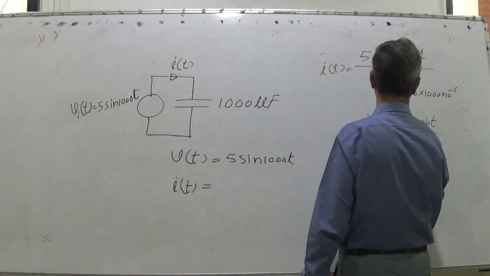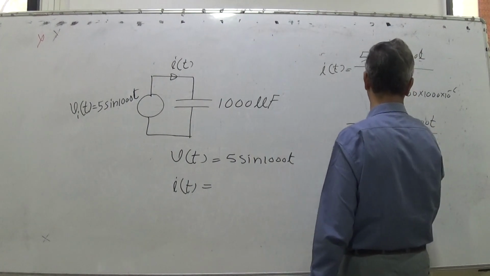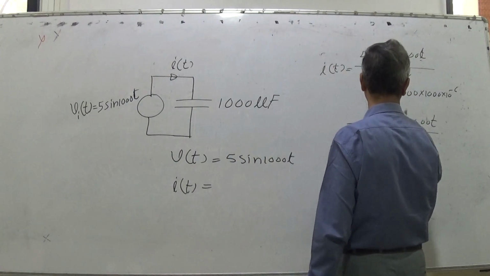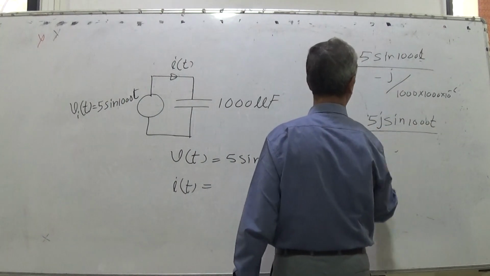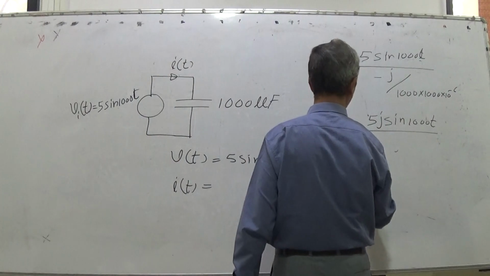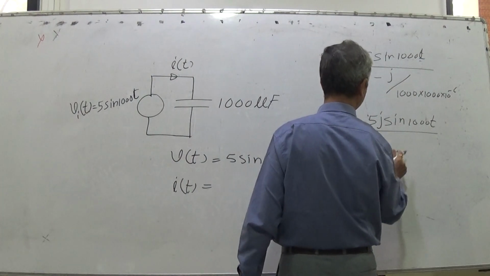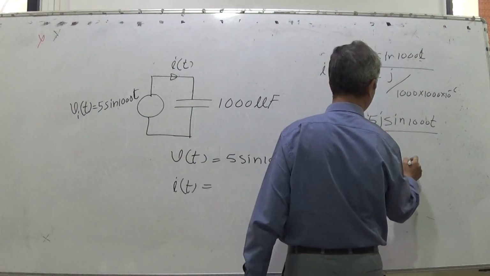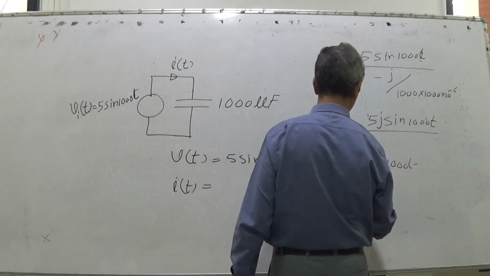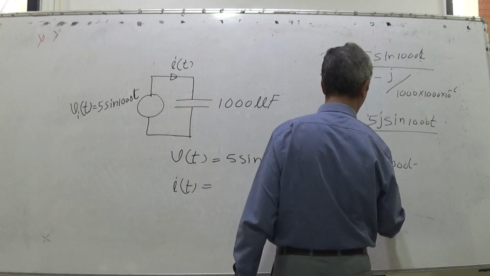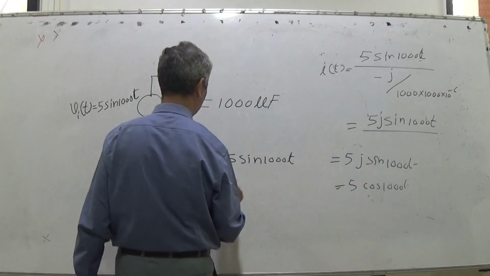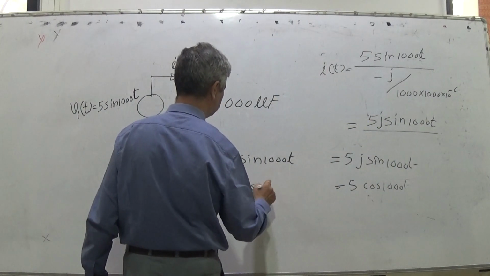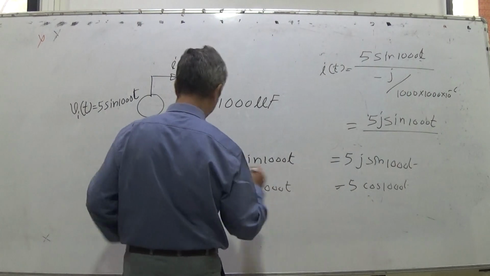T upon minus J. Multiplying numerator and denominator by J, it is phi u J minus J into J minus J square is 1. So it is phi u J sine 1000 T, means what? J sine is cos, so it is phi u cos 1000 T. So that is phi u cos 1000 T.